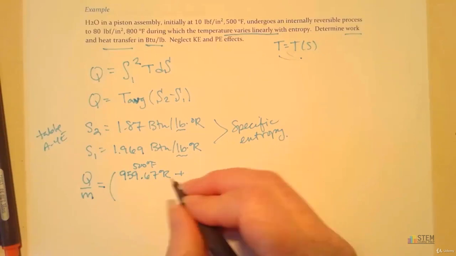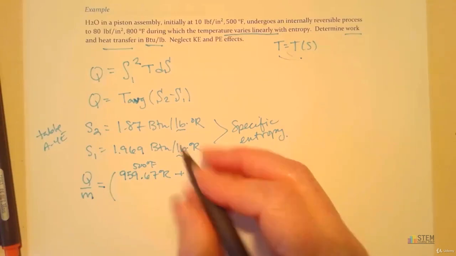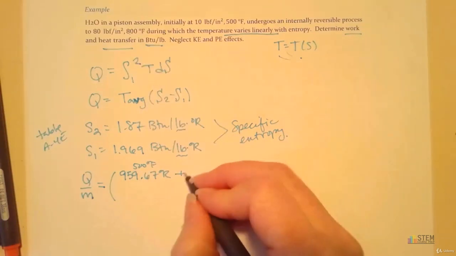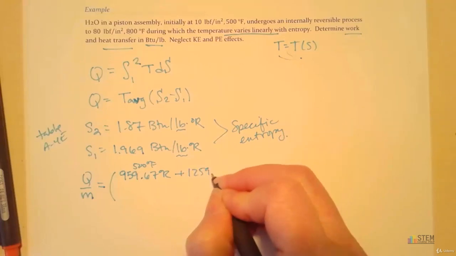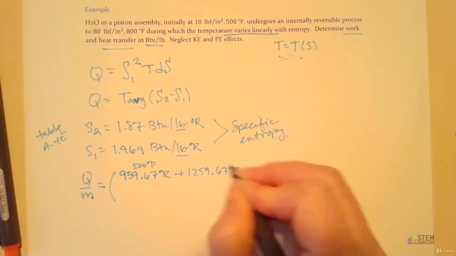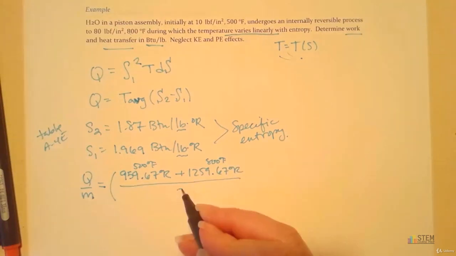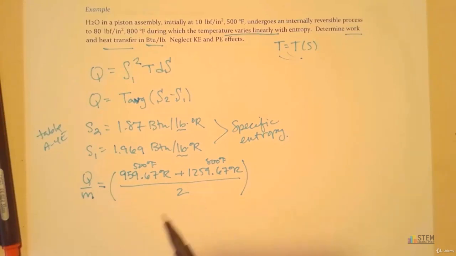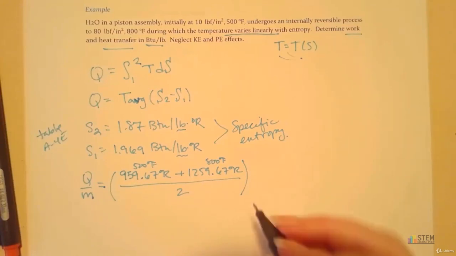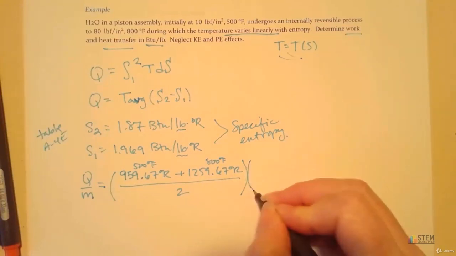And then we're doing an average here, so let's add the second temperature. So it's 800 Fahrenheit. We need to convert that to Rankine. That's 1259.67. So that's for the 800 degrees. And let's divide that by 2. So that'll give us a good enough estimate for the temperature, going from state 1 to state 2, since it's going to vary linearly. All right, so now we've got that.